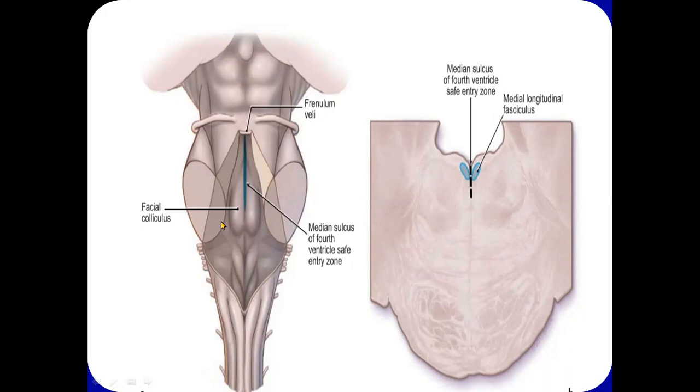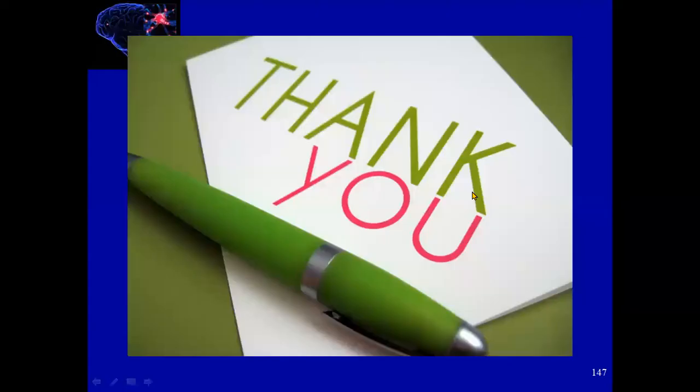in the pons, and it is called the median sulcus of the fourth ventricle. It is in the midline here. So for any lesions in the midline, we can go through the midline, or the median sulcus of the fourth ventricle, to reach these lesions.